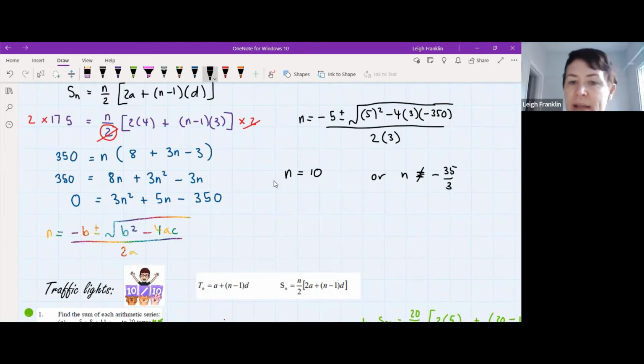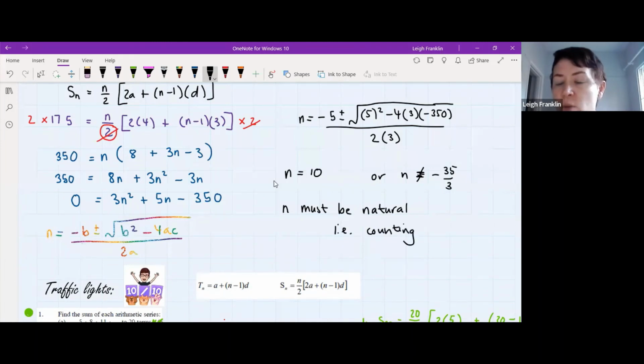So the rule with n is n always has to be a natural number. N must be natural. By natural, we mean it has to be a counting number. So when we start counting, where do we start counting? We start counting at 1. 1, 2, 3, 4, etc. So in the situation over here, we have discovered that the sum to 10 terms will give us a value of 175. You don't have to write that.